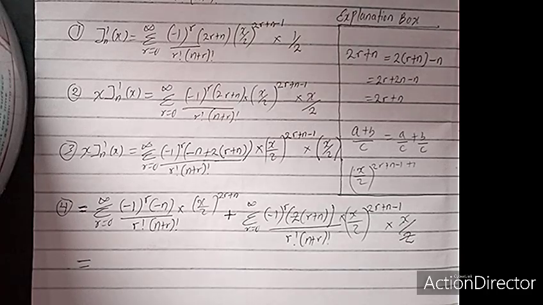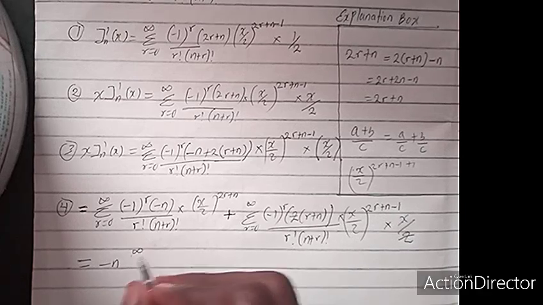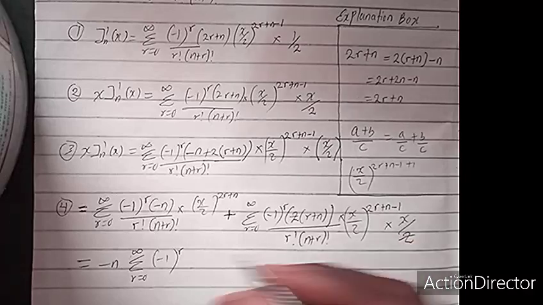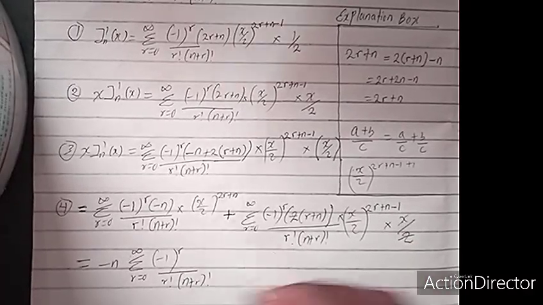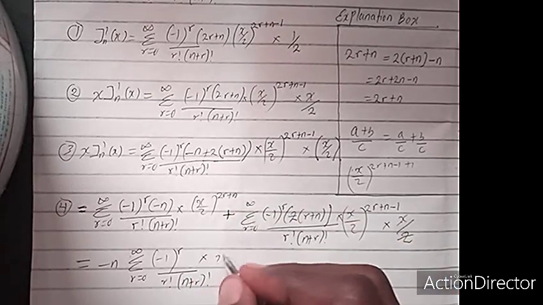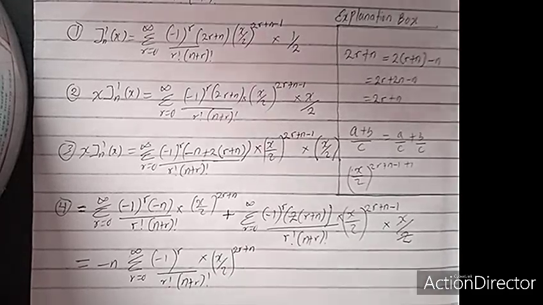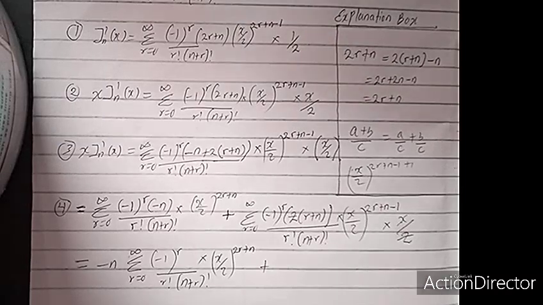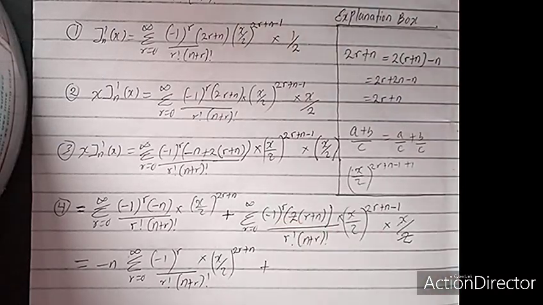Look at it from here. So let me bring it out. I'll have minus n so that we will all see it. R this minus 1 r over r factorial n plus r factorial, and this one will be times x over 2 raised to 2r plus n. Now this, let me complete this, plus, now these two has cancelled these two. Now this my x that I did not use, I'll bring it out.